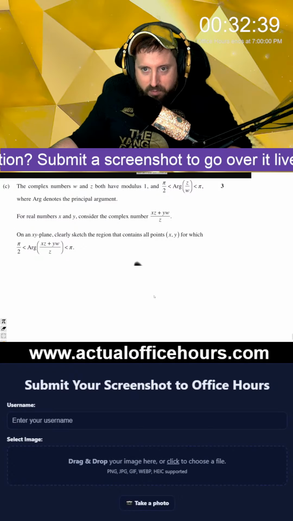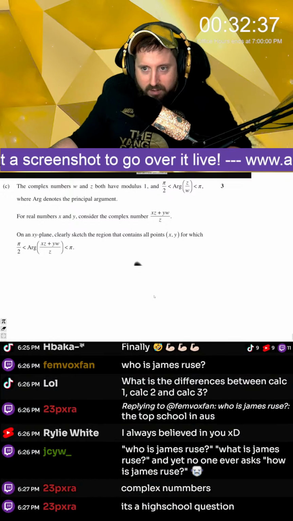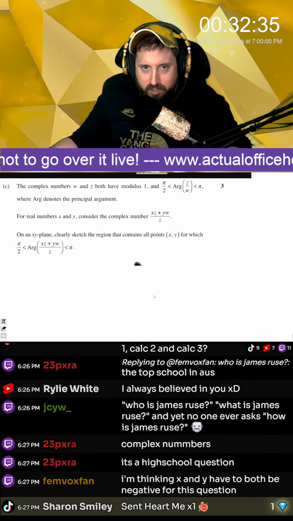The complex numbers W and Z both have modulus 1, and the argument of Z over W.